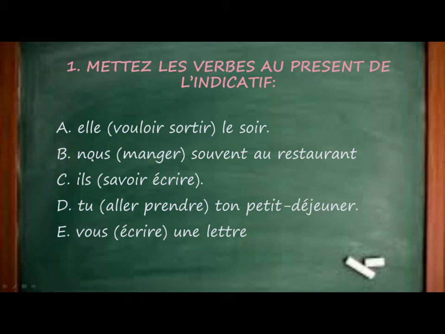Right, so second one, nous manger, the verb given in the bracket is manger, souvent au restaurant. So the sentence is we often eat in the restaurant. So the verb manger is given, as we saw already the conjugation, it's a GER ending verb. And so for nous, obviously we'll be adding O-N-S with the radical. So nous mangeons souvent au restaurant. So we often eat at the restaurant.